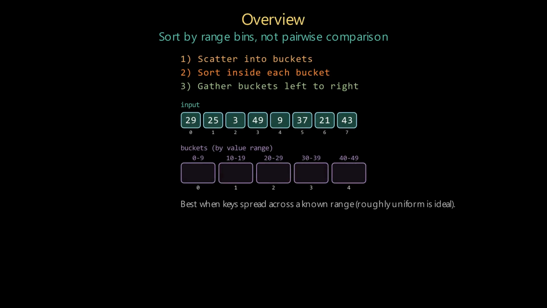Bucket sort avoids comparing every pair. Drop each element into a bucket by its value range, sort inside each bucket, then read the buckets in order from left to right.